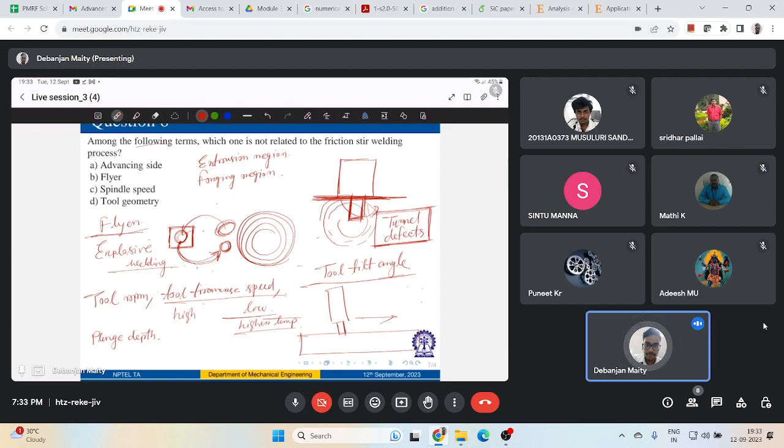And what are the disadvantages of deep plunge depth? It produces excessive flash, as I was mentioning, flash formation over there. This is a kind of wastage of material. Sometimes it can form some concave weld because of high amount of axial thrust. If you are applying more plunge, you are producing more thrust over the workpiece, right? So that leads to local thinning of the sheet metal you want to join.